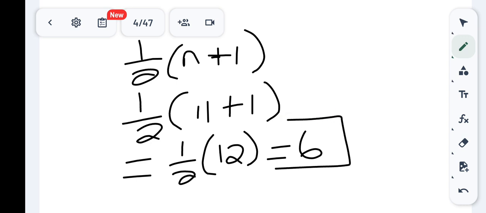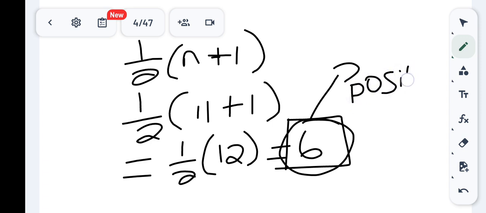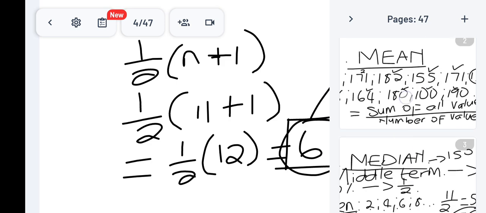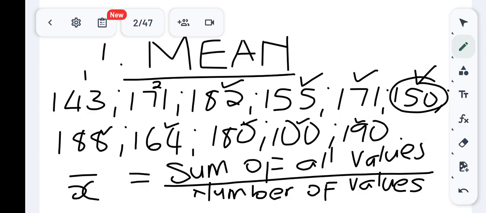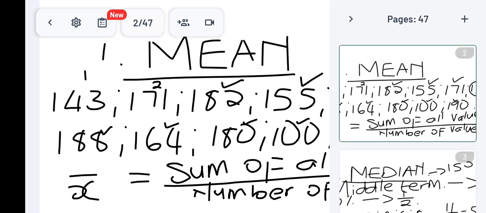The answer that you got here is the position. Please guys, this is the position, it is not the final value. You cannot say 6 is your middle term. It's the position. So you will check which term is in position number 6. As you can see, 150 is in position number 6 from your left hand side and also from your right hand side. Therefore 150 is your median.